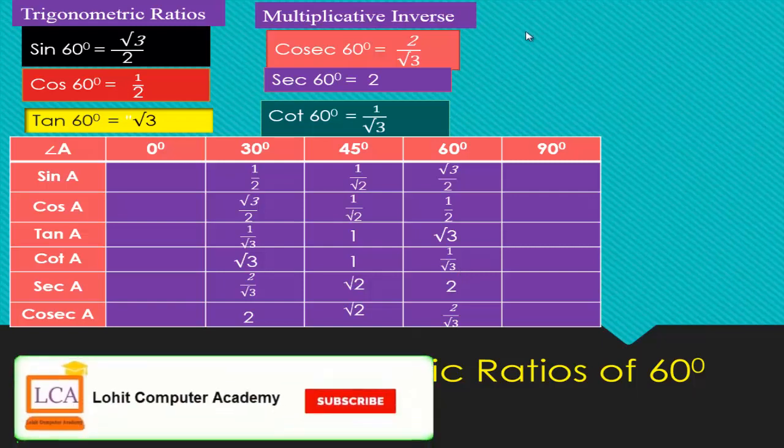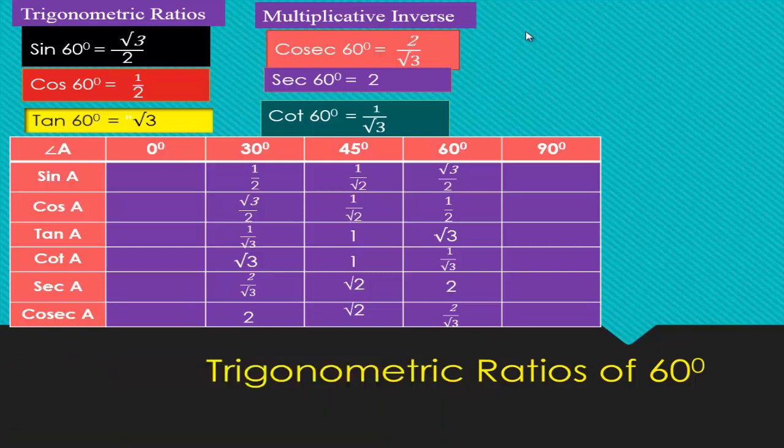That's it. We have finished trigonometric ratios of 45 degrees, 30 degrees and 60 degrees. In the next class, we will see the trigonometric ratios of 0 degrees and 90 degrees.